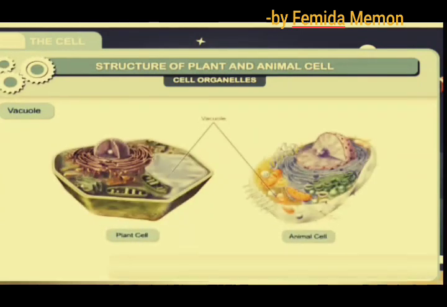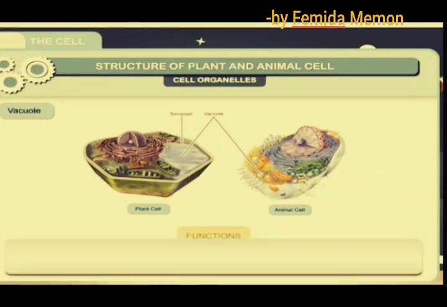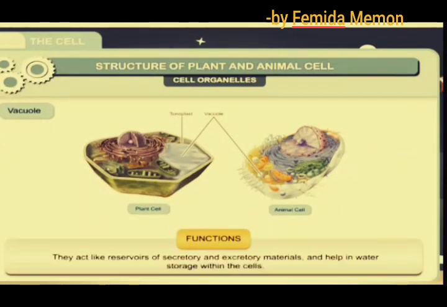Vacuole. These are balloon-like empty structures which are present mostly in plant cells. They contain dissolved materials like sugar, salt, and organic acids. The fluid is called cell sap. These are temporary and small-sized in animal cells, while plant cells have a permanent single large central vacuole surrounded by a living semi-permeable membrane called tonoplast. Functions. They act like reservoirs of secretory and excretory materials and help in water storage within the cells.